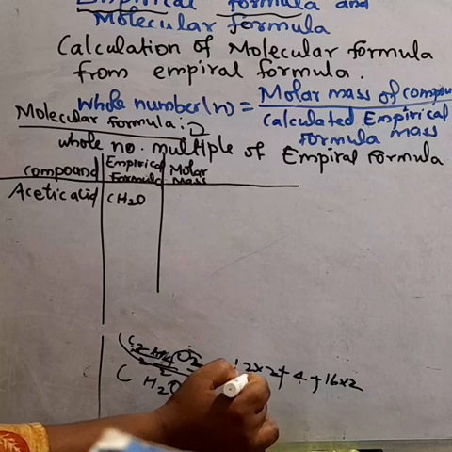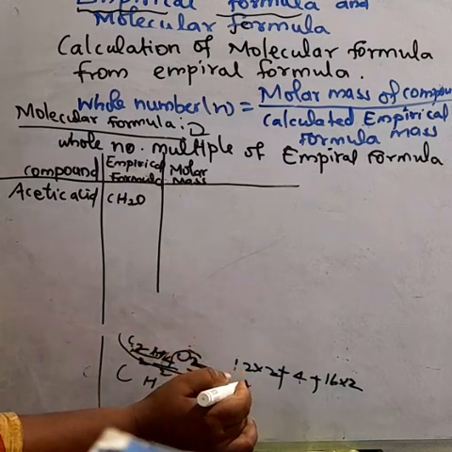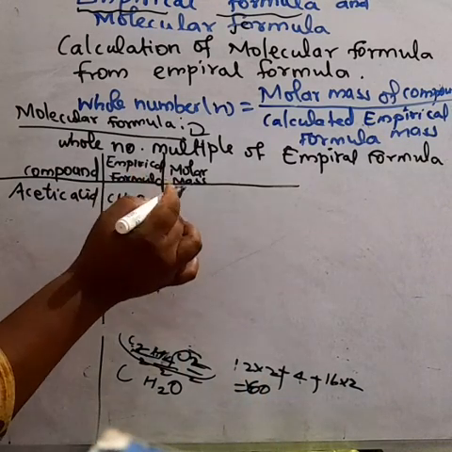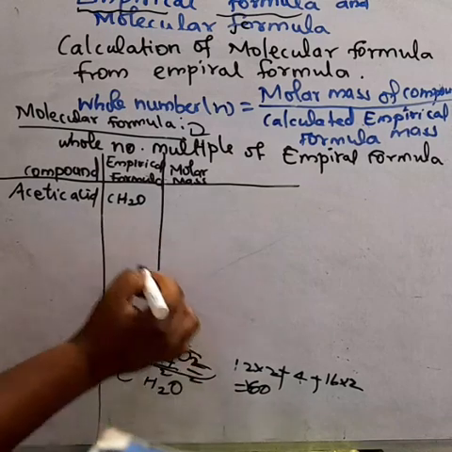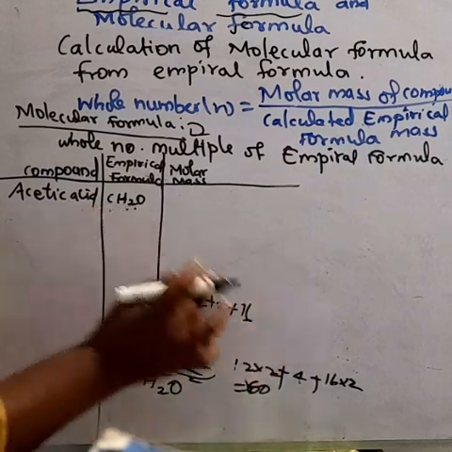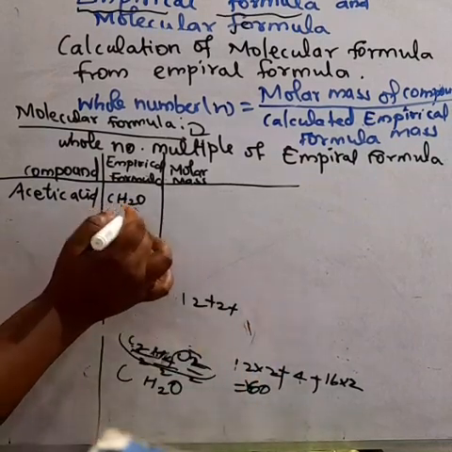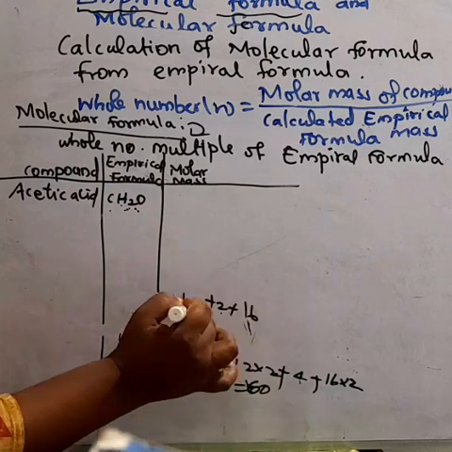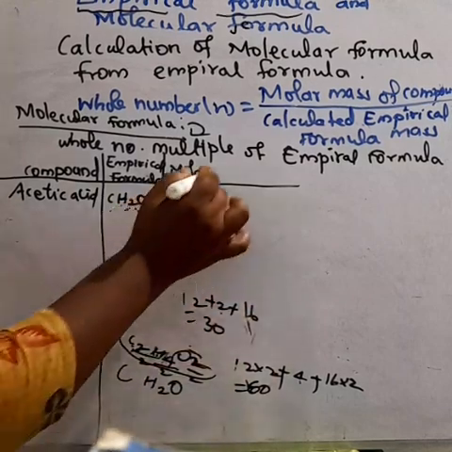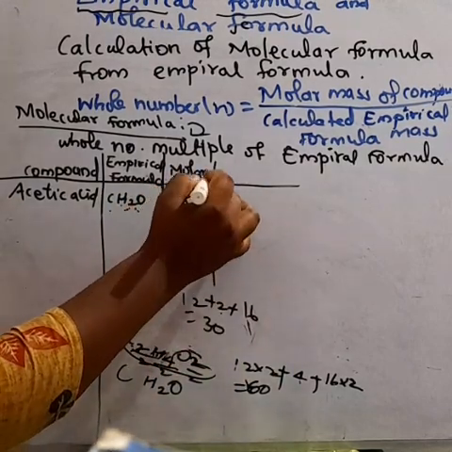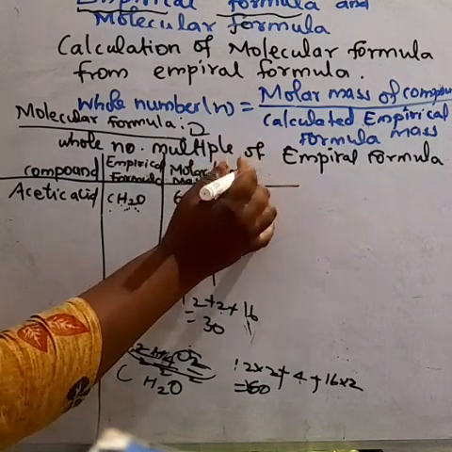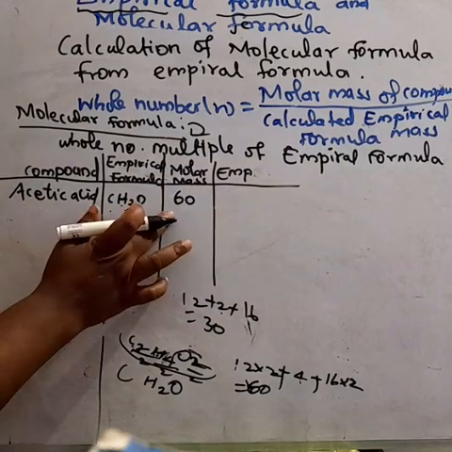This is the molecular mass, 60. Now the empirical formula mass: the empirical formula is CH2O. Carbon is 12, plus hydrogen 2 into 1 is equal to 2, plus oxygen 16. 12 plus 2 plus 16, we get 30. This is the empirical formula mass. So for the compound acetic acid, the empirical formula is CH2O, the molar mass is 60, and the empirical formula mass is 30.